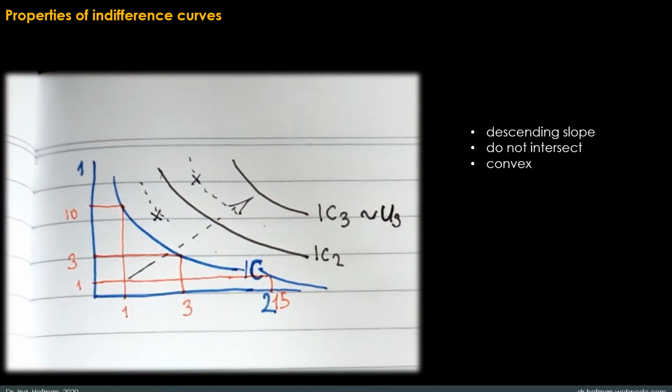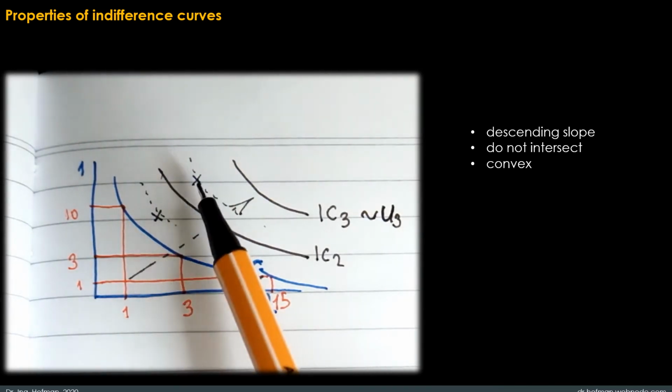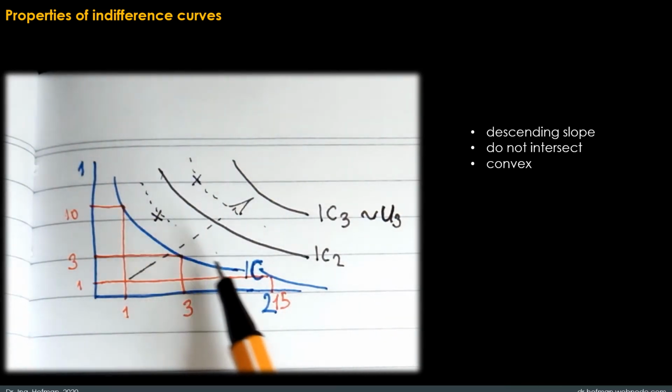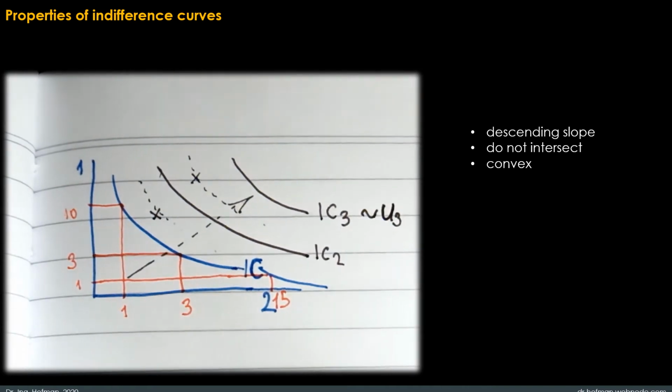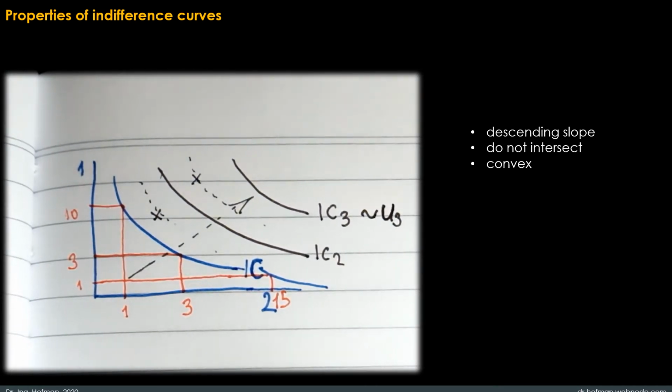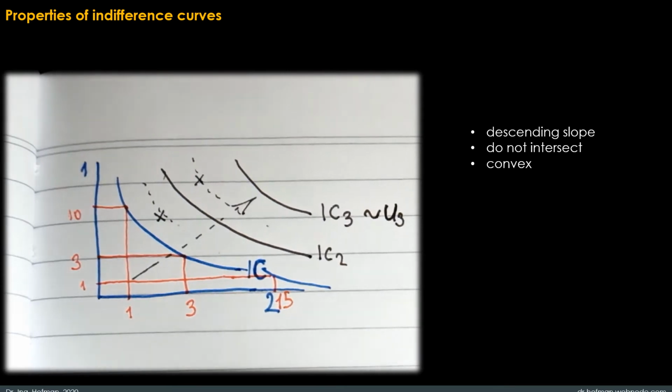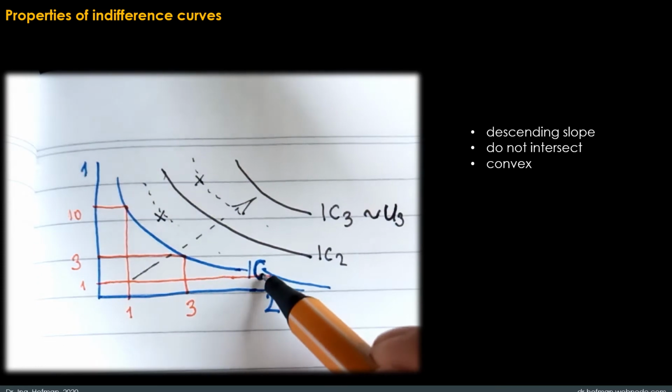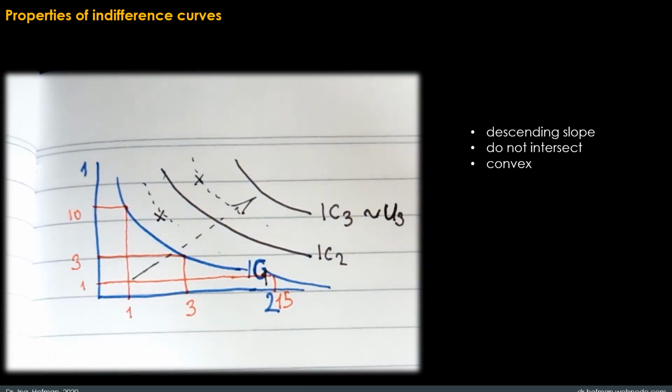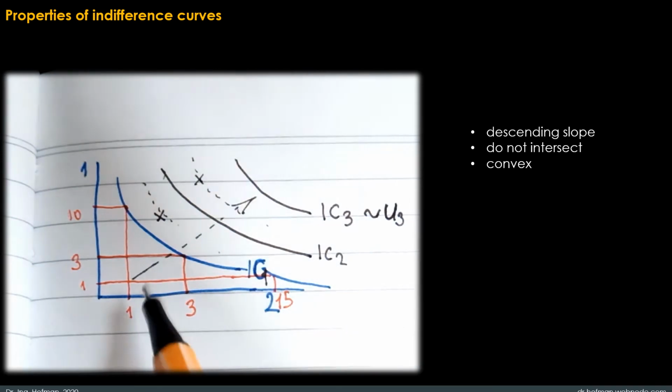We know that indifference curves are descending, do not intersect, and are convex. There are also many other indifference curves which we don't draw for simplification. We just choose IC 1, 2, and 3. The farther they are from the origin, the more utility they represent. On axis 1, quantity of good 1, and on axis 2, quantity of good 2.